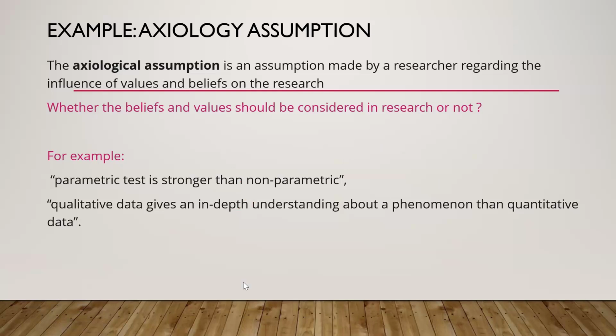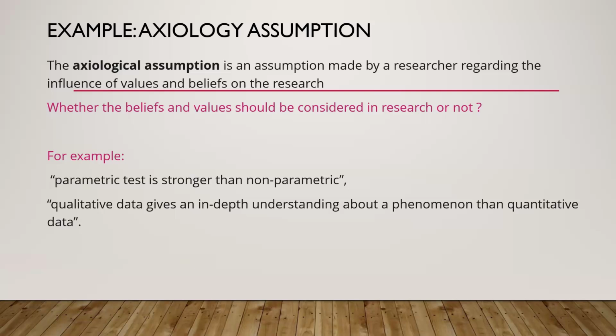Generally people say that a parametric test is a stronger test than non-parametric. So that is your belief. You start believing that whatever kind of research question I have, I will apply a parametric test only. Right or wrong? So your social values and beliefs affect your research. However, you don't go by your research question. You start believing people, you start believing in that particular culture. If the culture is that quantitative research is more acceptable, then by default you will bring that quantitative aspect into your research. That is an axiology assumption.